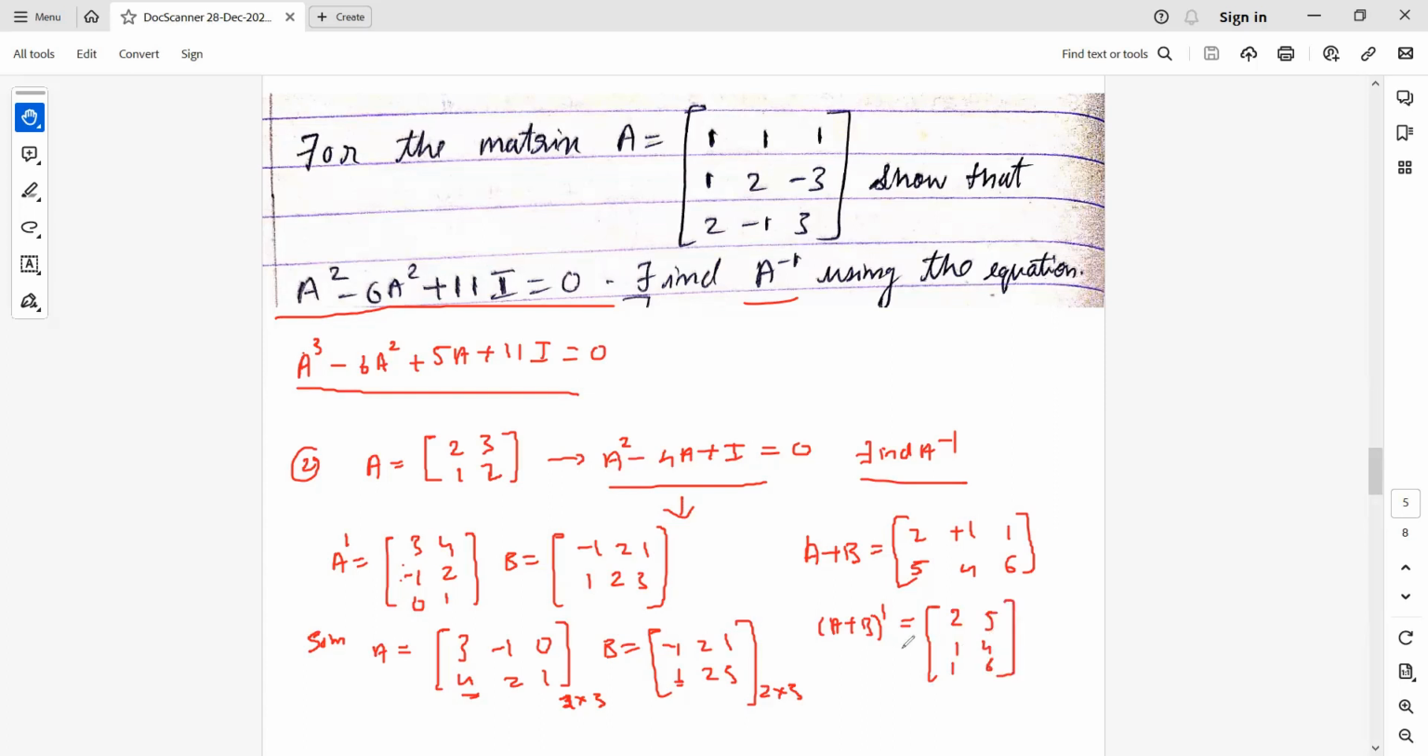Okay. Hope the doubt is clear. Nikita, the doubt is clear? Okay. So this is how we can add it.